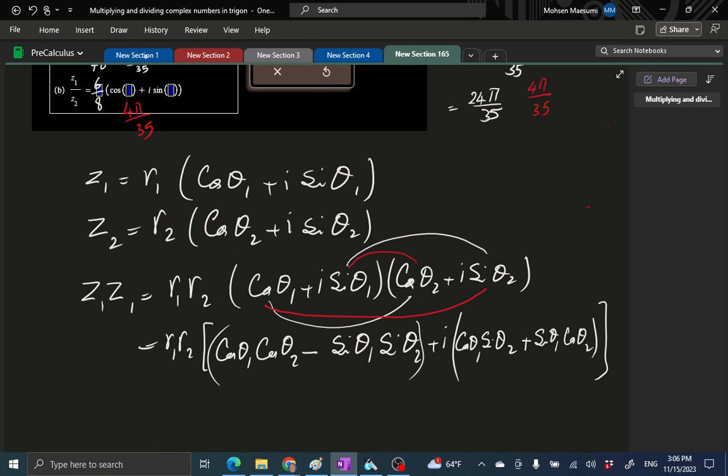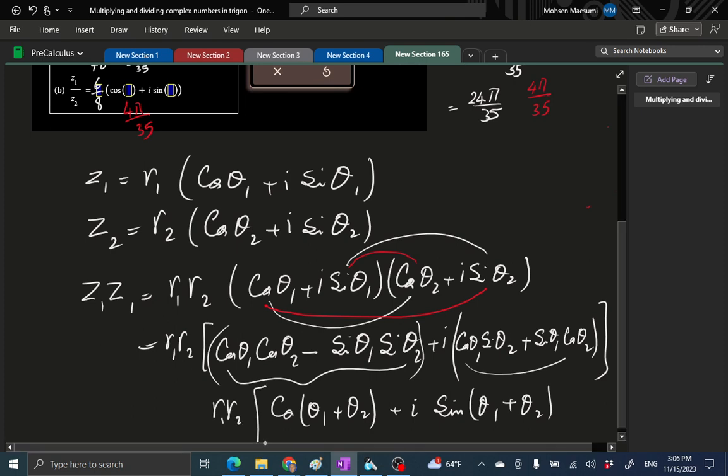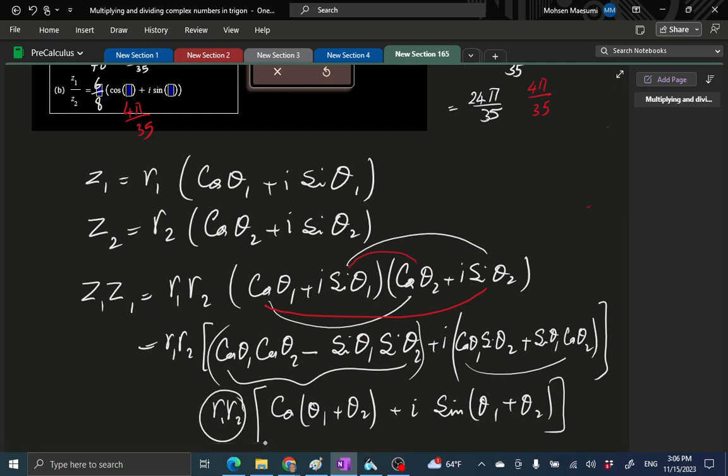Now, what is this? Do we remember from identities for sum and difference? This is simply cosine of theta 1 plus theta 2. How about that one? That's obviously sine of theta 1 plus theta 2. And all of this is multiplied by r1 r2. So the rule that we said: multiply the radii or the modulus of the two numbers, add up the arguments or the angles of the two numbers, and that is what we have here.